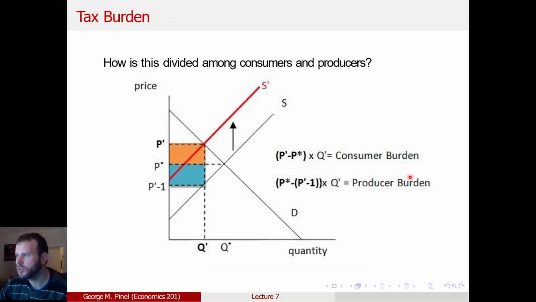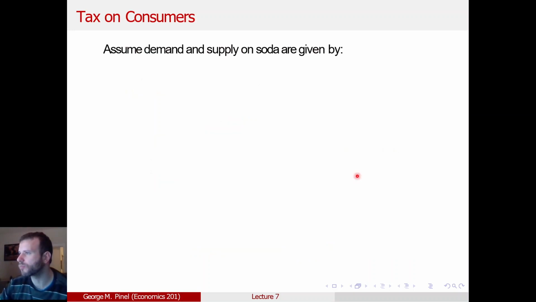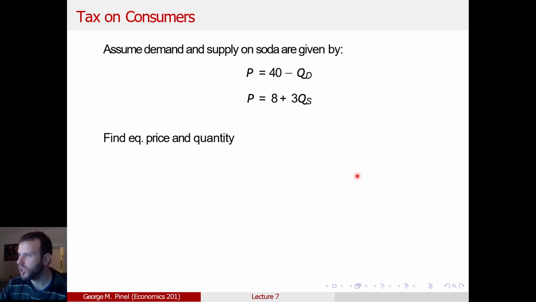All right, so here's that graph again with the consumer tax burden and producer tax burden broken out. Okay. Now I'm going to give you this here. We have a demand and supply for soda given by these equations, and we're going to find the equilibrium price and quantity as normal, so before tax. So let's pull up the whiteboard.